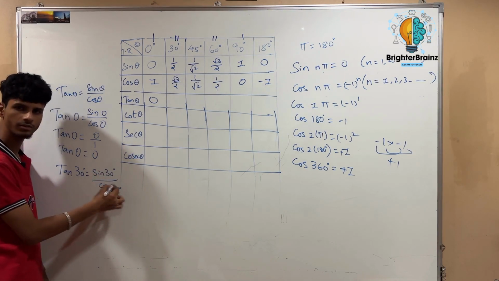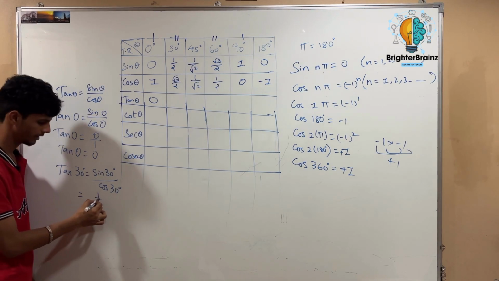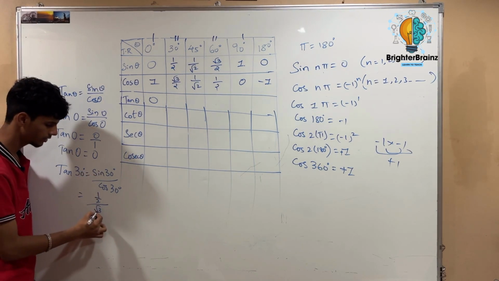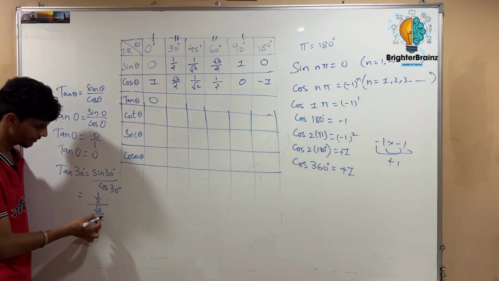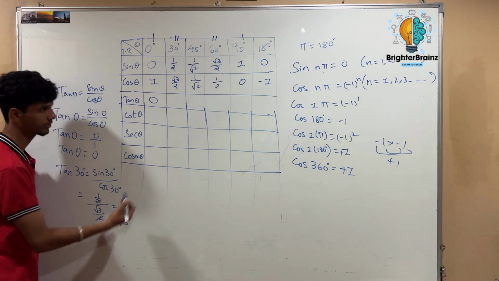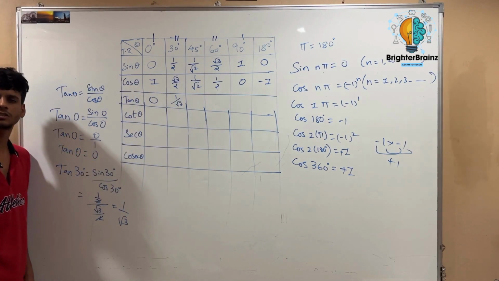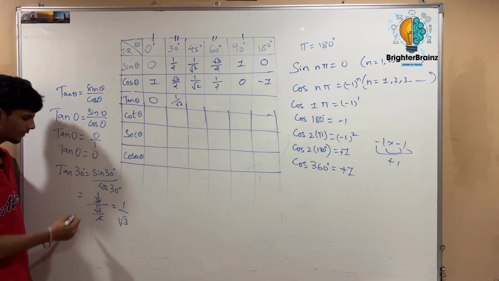Okay, next if you want to find the value of tan 30, sin 30 by cos 30, simple, right? So what is the value of sin 30 here? 1/2. cos 30 is √3/2. Respective denominators will be cancelled. What will be left over? 1/√3. So tan 30 is 1/√3.